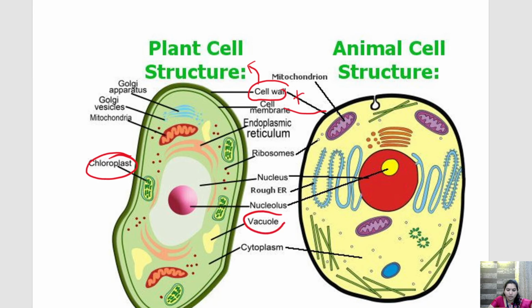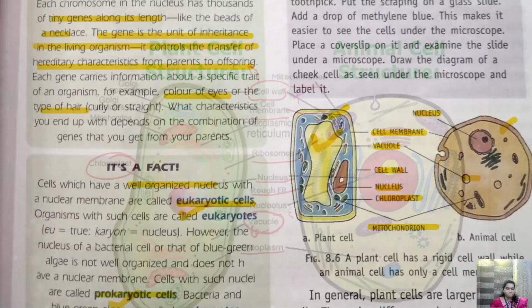Then we have vacuole. In plant cell it is large, whereas in animal cell it is small. Okay. Both are having mitochondria. Both are having cell membrane. Both are having ribosome. Both are having nucleus. Both are having endoplasmic reticulum. Okay, endoplasmic reticulum is present in animal cell. All right. So these are the differences. This you should remember. This is the structure of plant cell and this is the structure of animal cell. And you will study about this in much detail in the next class. Okay, let's see the chapter again.